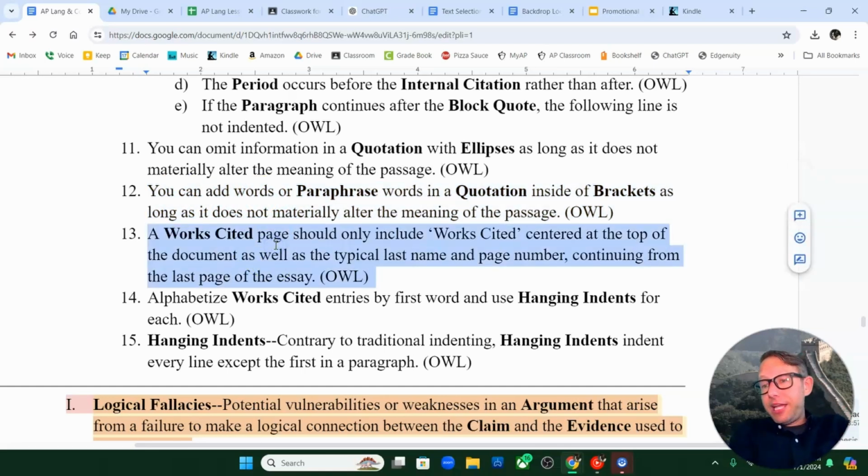A works cited page, which we haven't really talked about overall format and structure of, just as a little reminder, it should only include the words works cited centered at the top of the document, as well as the typical last name and page number, continuing from the last page of the essay. And just as a little rule of thumb for all of this stuff, I hate to break it to you, but it's boring, okay? Everything is boring.